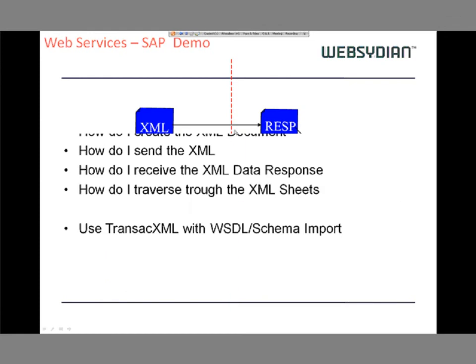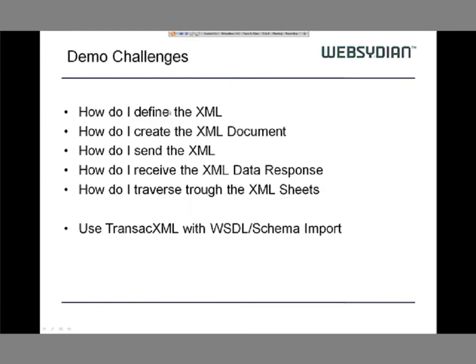When you face a task like that, how do I define the XML document, how do I create it, how do I send it, how do I receive the data response, and how do I traverse through that data and fetch it out? The easy way of defining an XML sheet is to use Transact XML and the schema importer that we've created, and I will show you that as well.